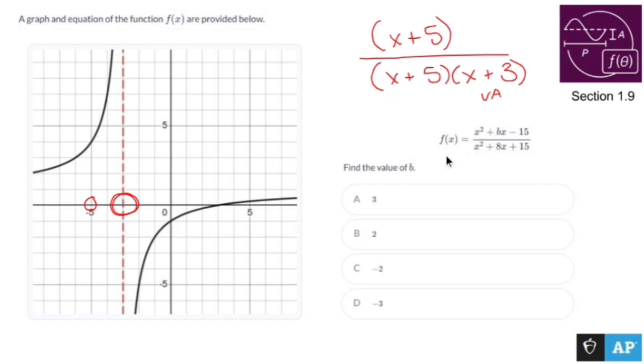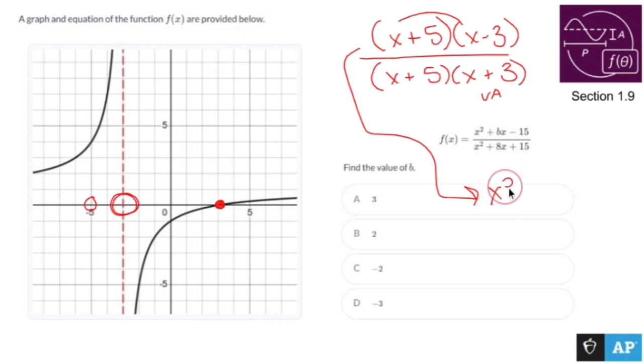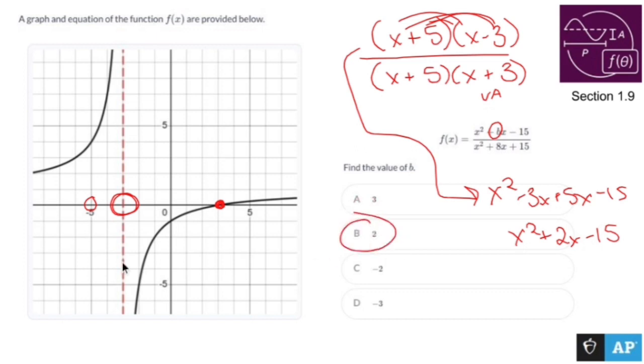Okay. Also, I have a 0 at 3, which tells me I should have an x minus 3 up here. So when I factor the top out, because all I really care about is the top, or FOIL rather, I get x squared minus 3x plus 5x minus 15. Combine those guys and you get x squared plus 2x minus 15. B is 2. So B is 2, and B is my answer.